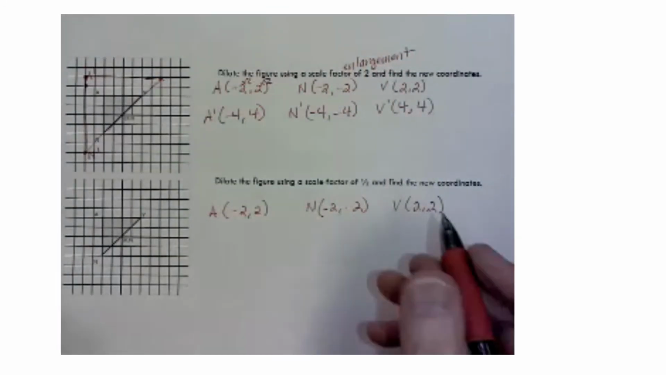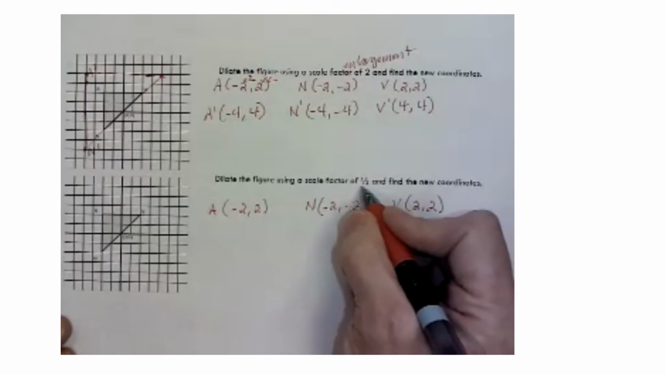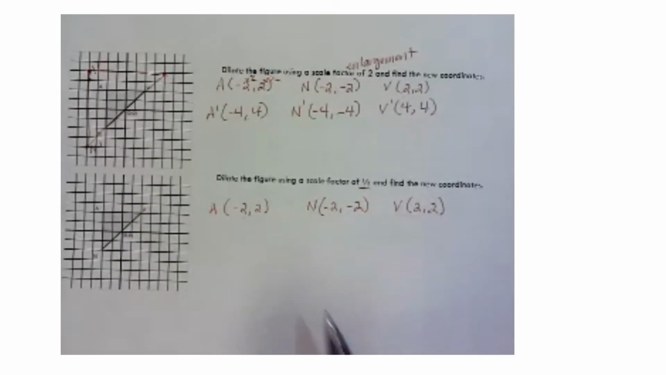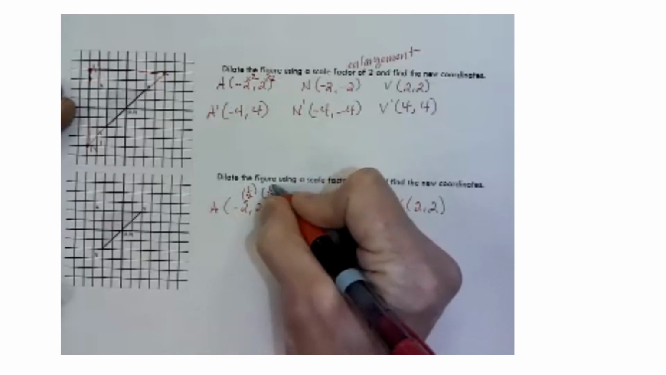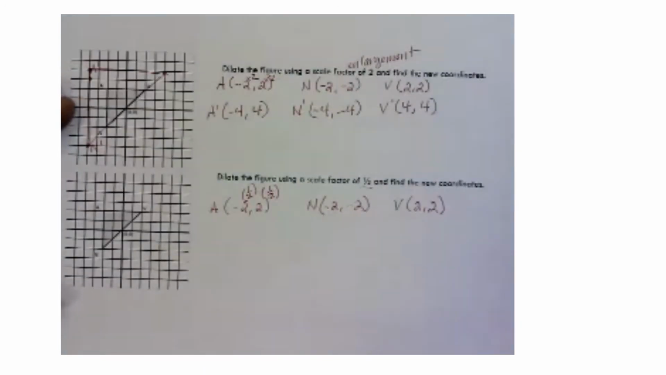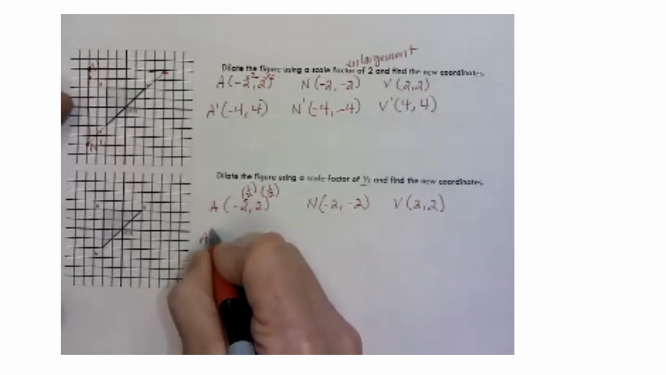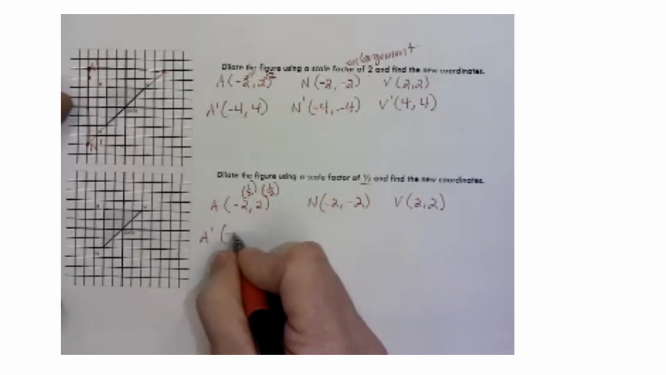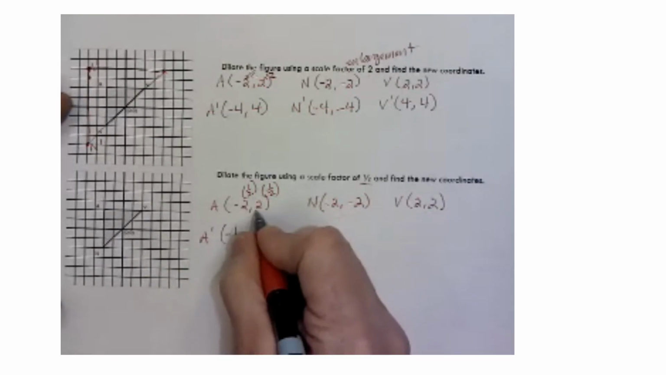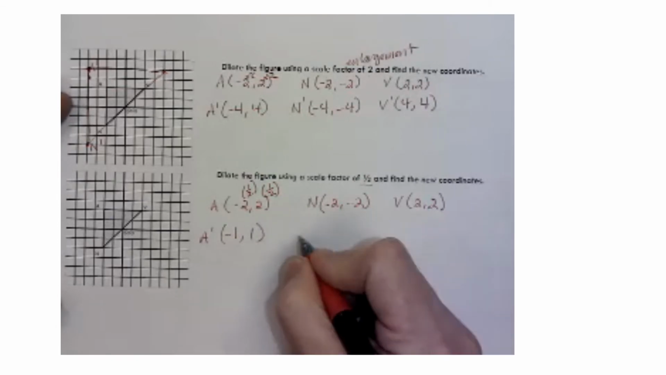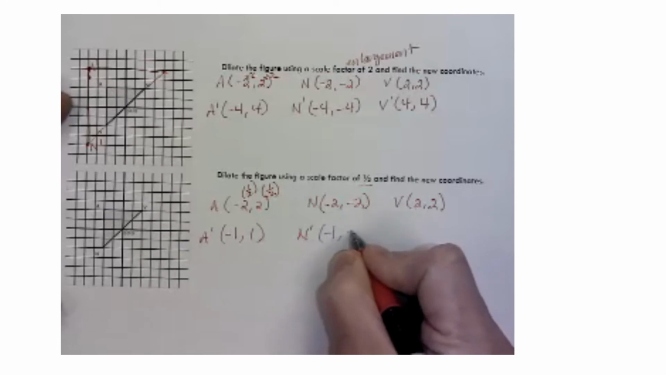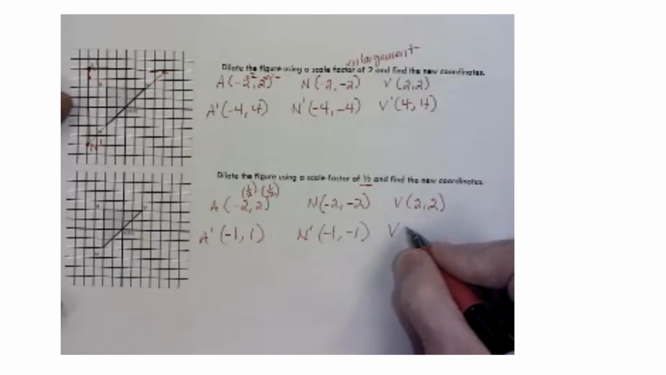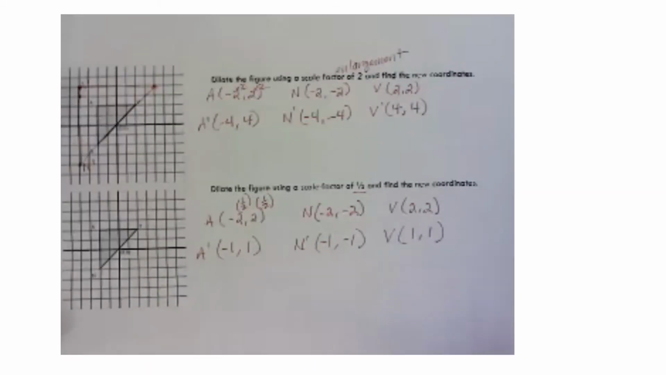For dilating with a scale factor of 1/2, that means we're going to multiply each of these by 1/2 with all of our coordinates. So A1, -2 times 1/2 is -1. 2 times 1/2 is +1. And N1 here, this would be a -1 and a -1. And V1 would be a 1 and a 1.